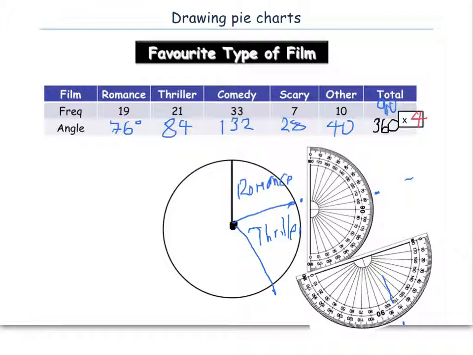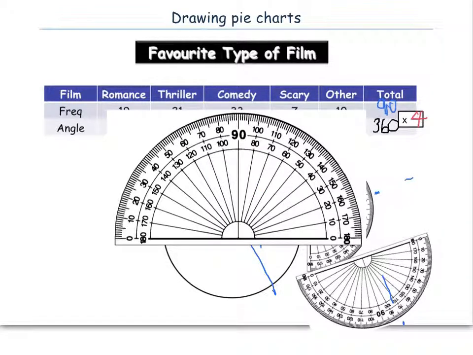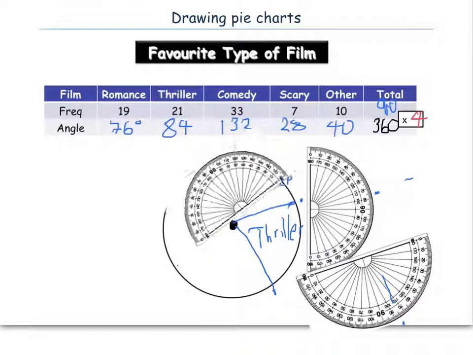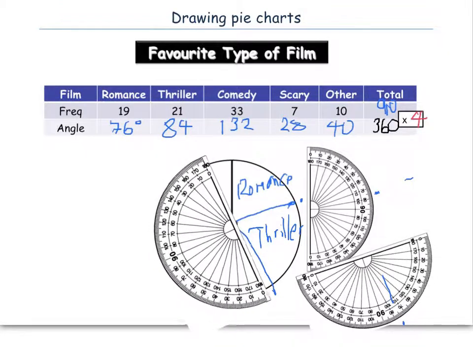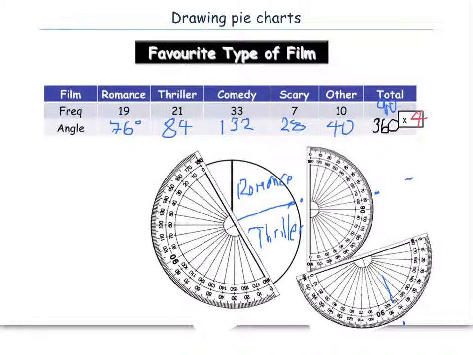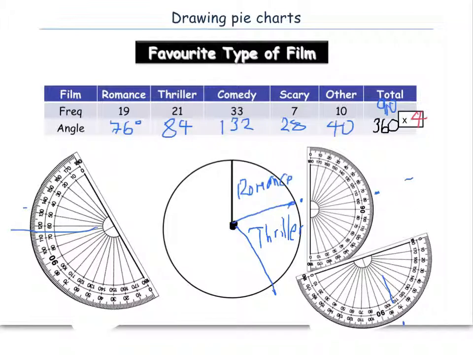Do exactly the same again. Get your angle measurer. Line it up with your new beginning line. This time I measured around 132 degrees. Put a dot, 132 degrees. Move your angle measurer out the way. Draw a line and label it comedy.